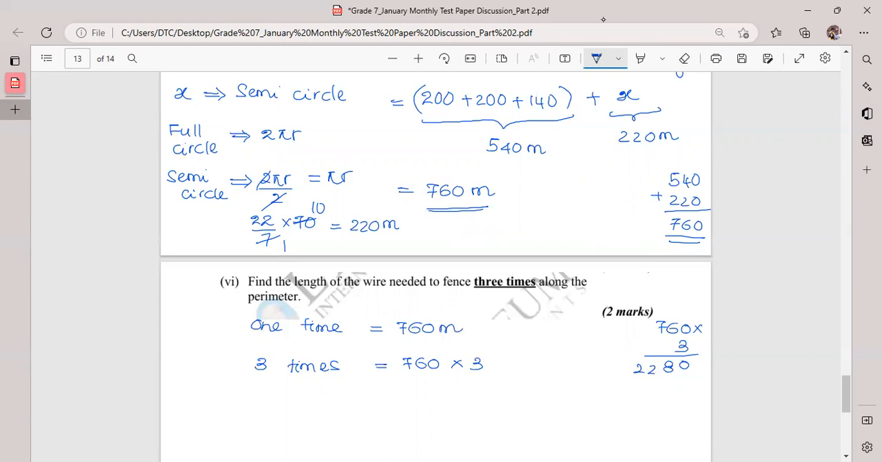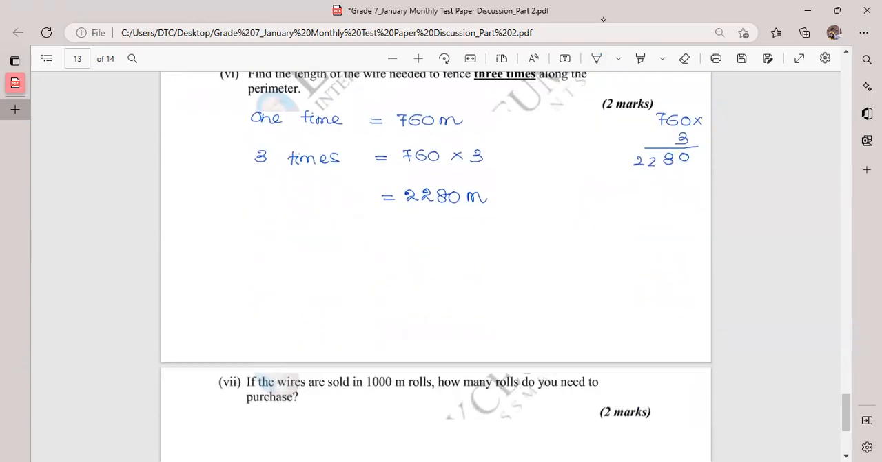2280 is the answer. So then you want to find the length of the wire, 2280 meters. That is done. They are asking the length of the wire, right? So then they have given, if the wires are sold in 1000 meters roll, how many rolls do you need to purchase?